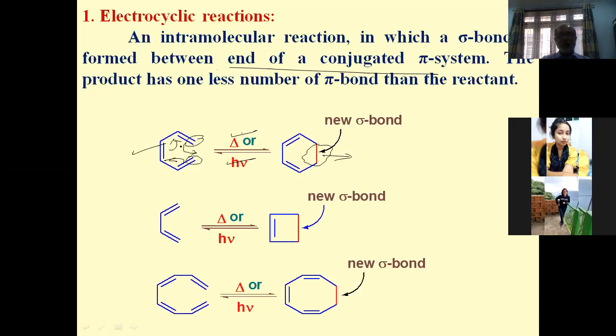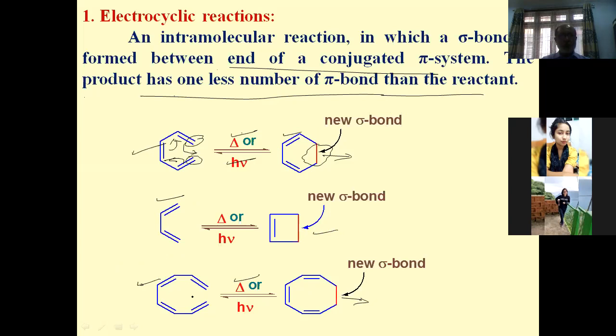The parent reactant had 3 pi bonds. Now we will have 2 pi bonds. So the product has one less pi bond than the reactant. These are the things that we get in electrocyclic reactions. If I have, suppose, a diene system, we get a cyclobutene. If we have a triene, there are 3 pi bonds in the reactant, and a new sigma bond is formed here. This is the new sigma bond, and the reaction takes place either thermally or photochemically.